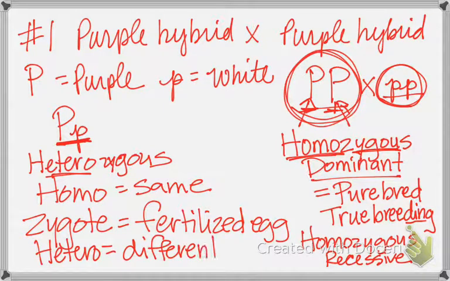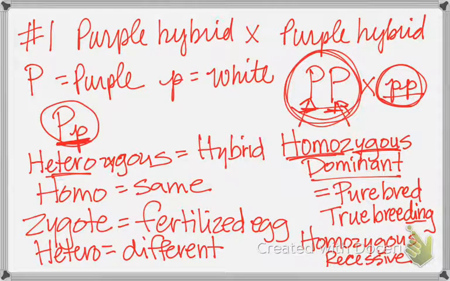So in a heterozygous individual, you have one dominant trait and one recessive. And heterozygous is the same as hybrid. Okay? So now you've learned some new vocabulary terms today, right? Homozygous, heterozygous. Okay? Going back to our original problem, we want to take a purple hybrid with a purple hybrid. So what letters do I use for a hybrid? Big P, little p, crossed with another big P, little p. Those are your parents.